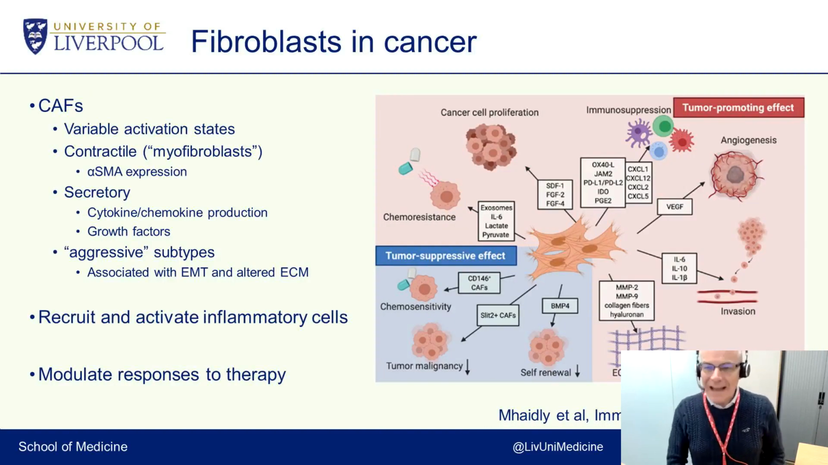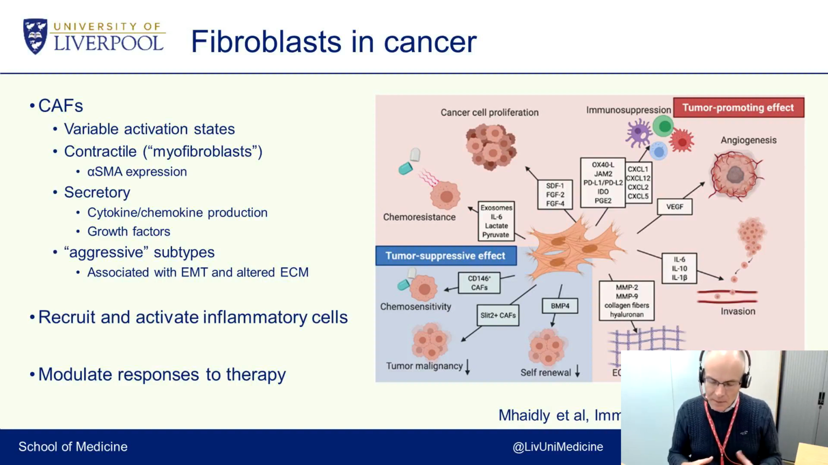So what do these cancer-associated fibroblasts do? Well, they do various things. The diagram here shows a number of the features that they have which are involved in tumour progression. Some are tumour suppressive, and there may be various elements of the function of fibroblasts which do suppress tumours. But once they are properly activated, in general, the effect of CAFs is tumour promoting. And there are variable activation states.